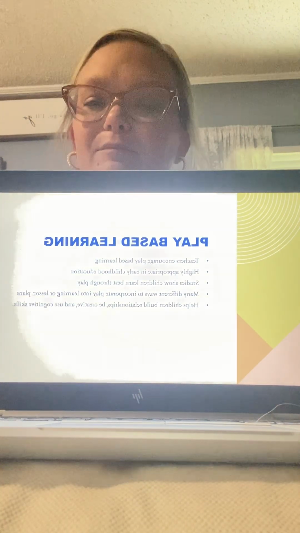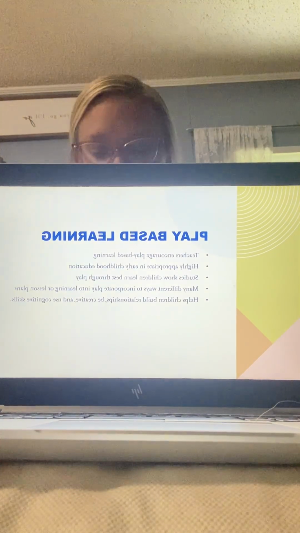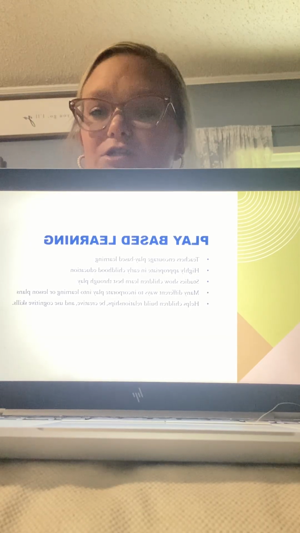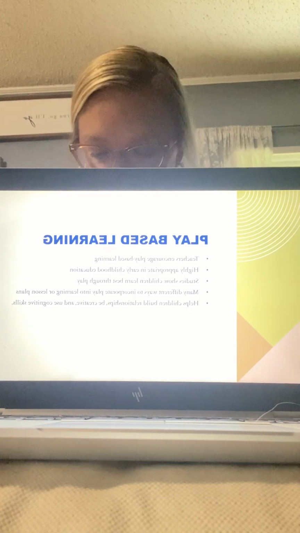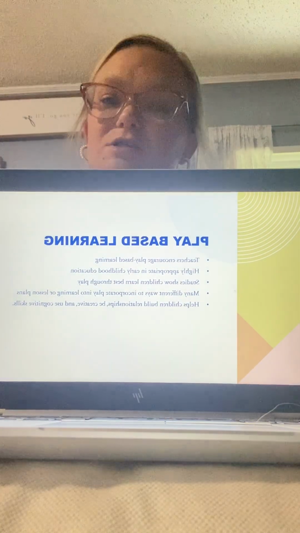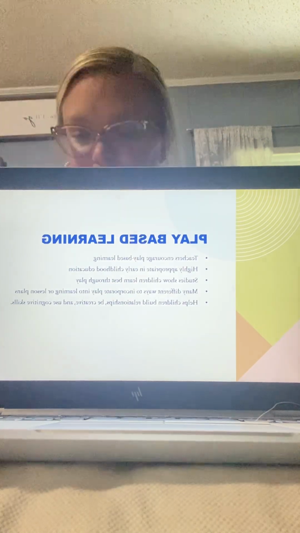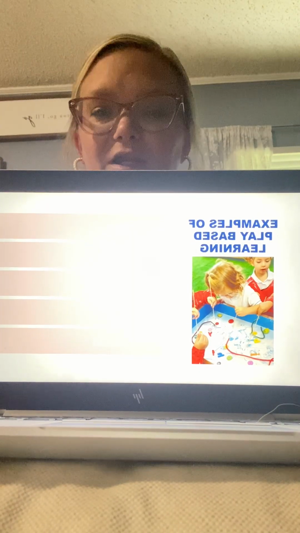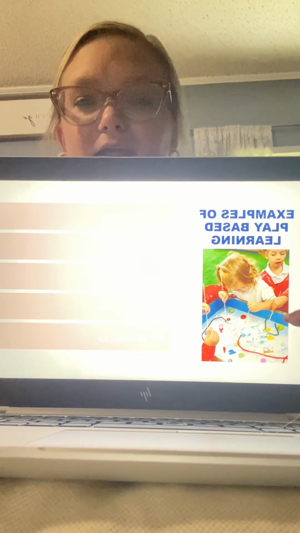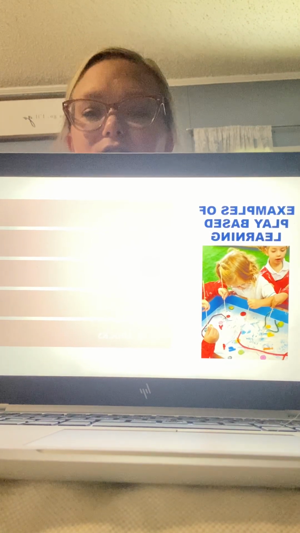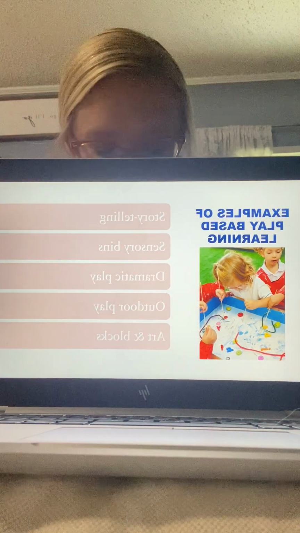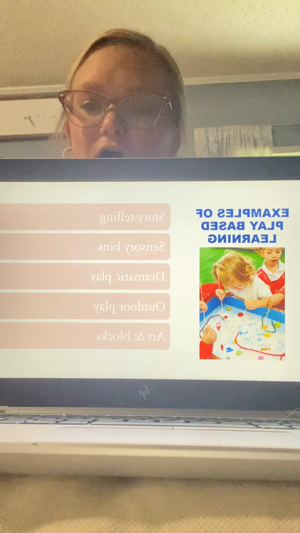The second trend is play-based learning. Play-based learning is highly appropriate and encouraged in early childhood education. Studies show that children do learn best through playing. This helps build relationships, helps students improve their cognitive thinking skills, and helps them to be creative. There are many different examples of play-based learning, such as sensory bins, which is right here. The children are playing in a sensory bin. Storytelling, dramatic play, outdoor play, playing with blocks and art.